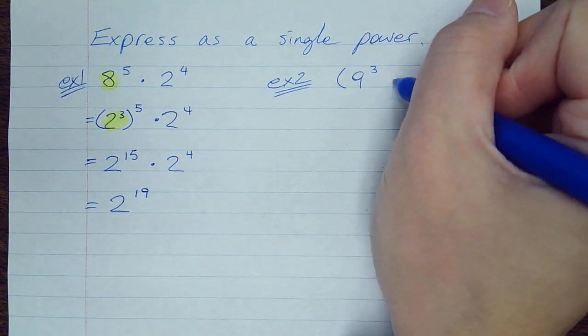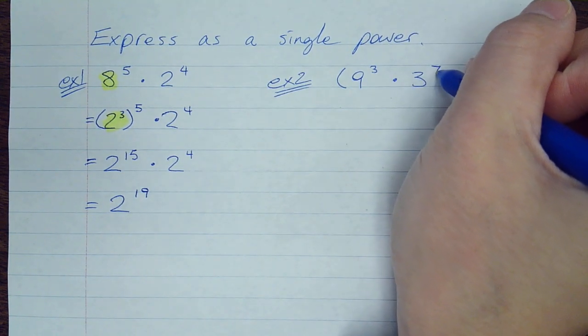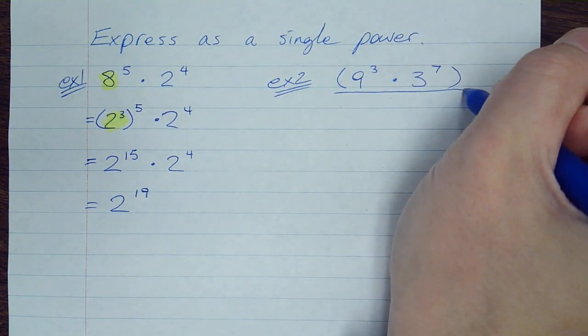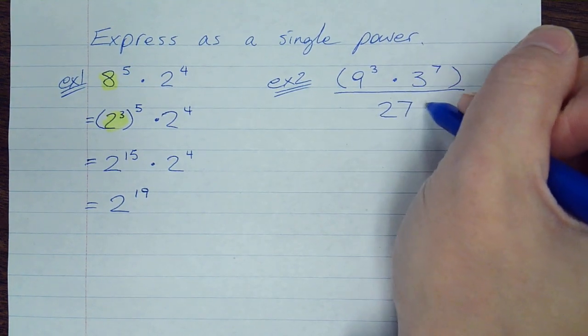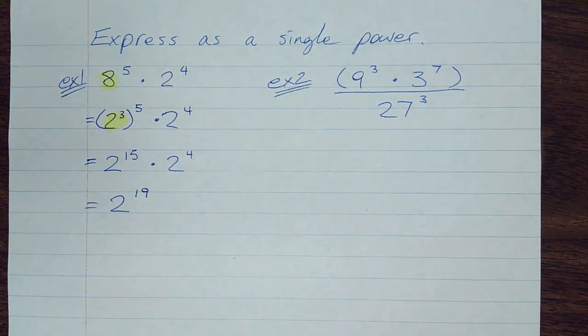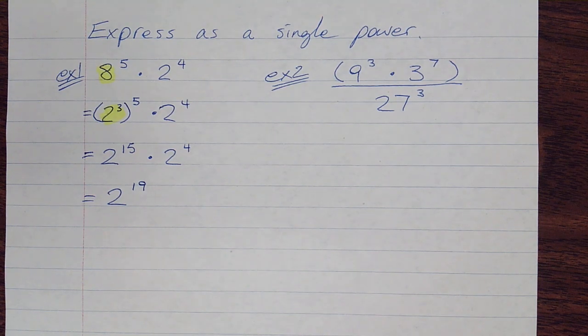9 cubed times 3 to the power of 7 over 27 cubed. Okay. What about this one?